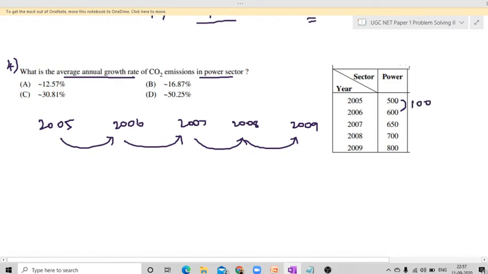So 100 as a percentage of 500, it would be nothing but 100 by 500 into 100. So this would actually give us 20 percent. So yeah, 20 percent is what we are getting here.